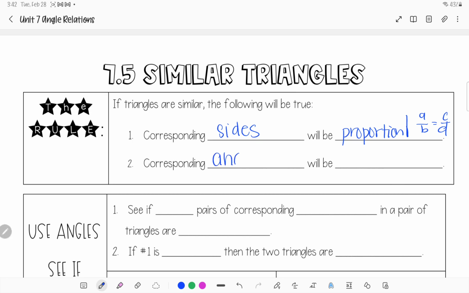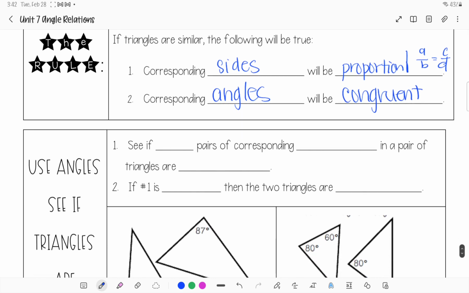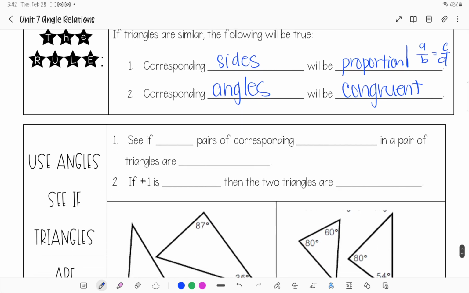So corresponding angles are going to be congruent. In other words, corresponding means same spot in the different shape. So if they're corresponding, they will be in the same spot but on a different triangle. So this is how we're going to check to see if our triangles that they've given us are indeed similar.